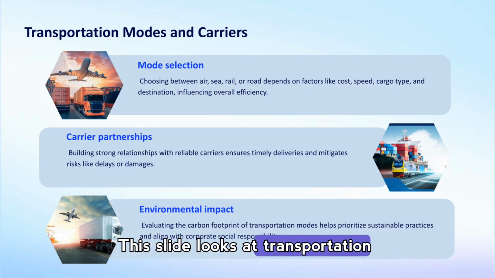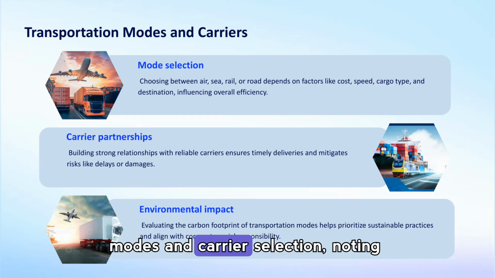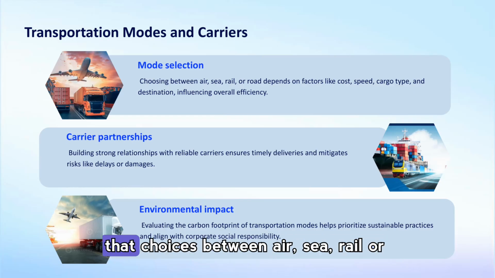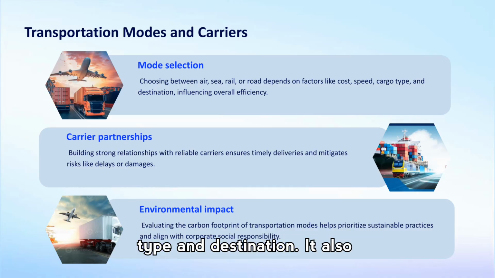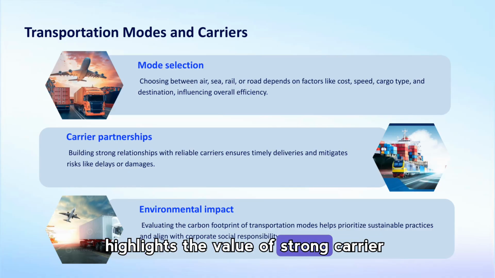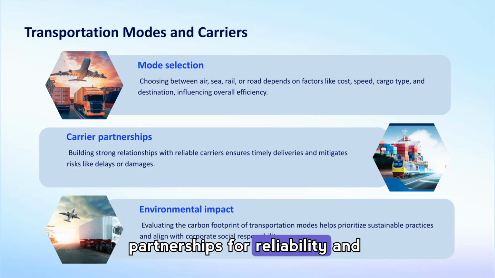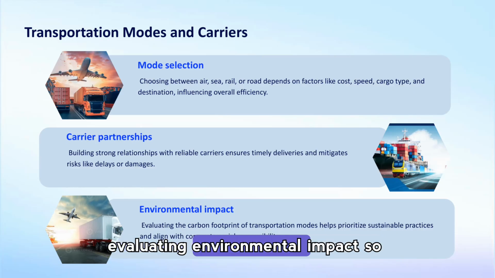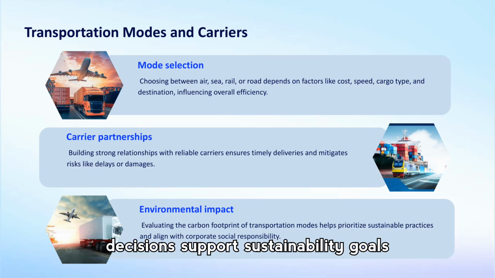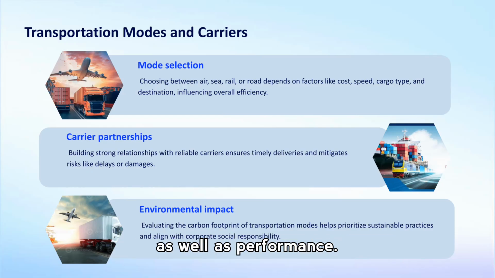This slide looks at transportation modes and carrier selection, noting that choices between air, sea, rail, or road depend on cost, speed, cargo type, and destination. It also highlights the value of strong carrier partnerships for reliability and damage reduction, and encourages evaluating environmental impact so decisions support sustainability goals as well as performance.